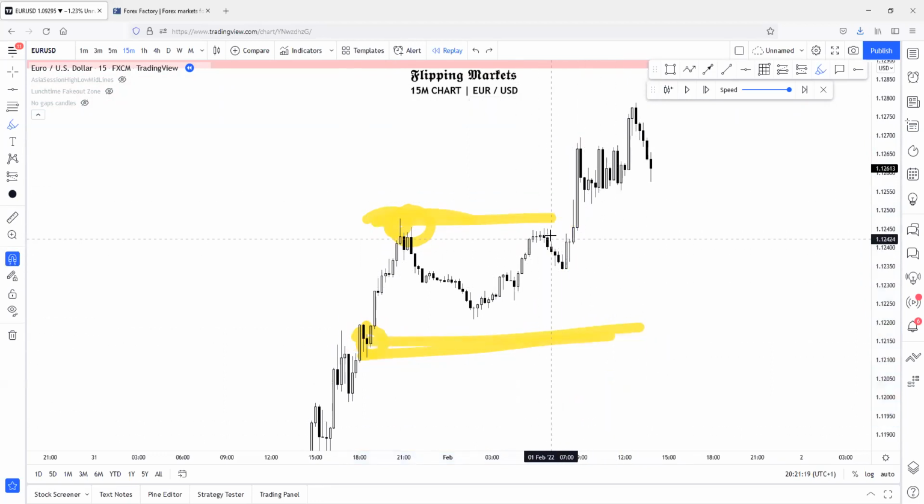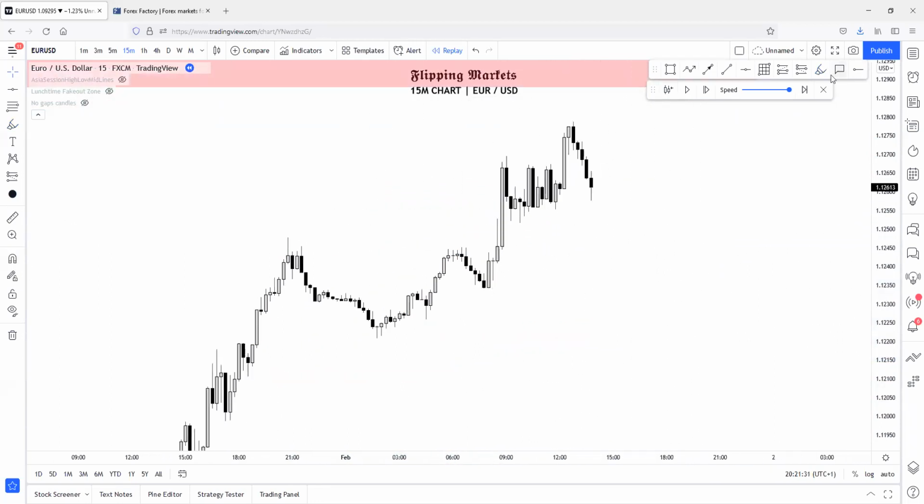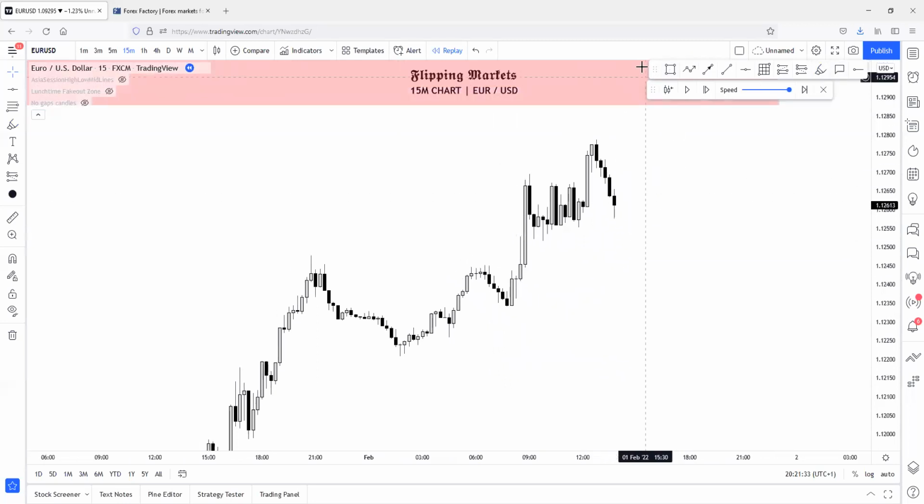So this low couldn't print a new high, as you can see. This wasn't a break of structure. This high couldn't print a new low. So basically, the real break of structure has happened here. Okay, let's just find the origin of the break of structure and the origin of the inefficiency.